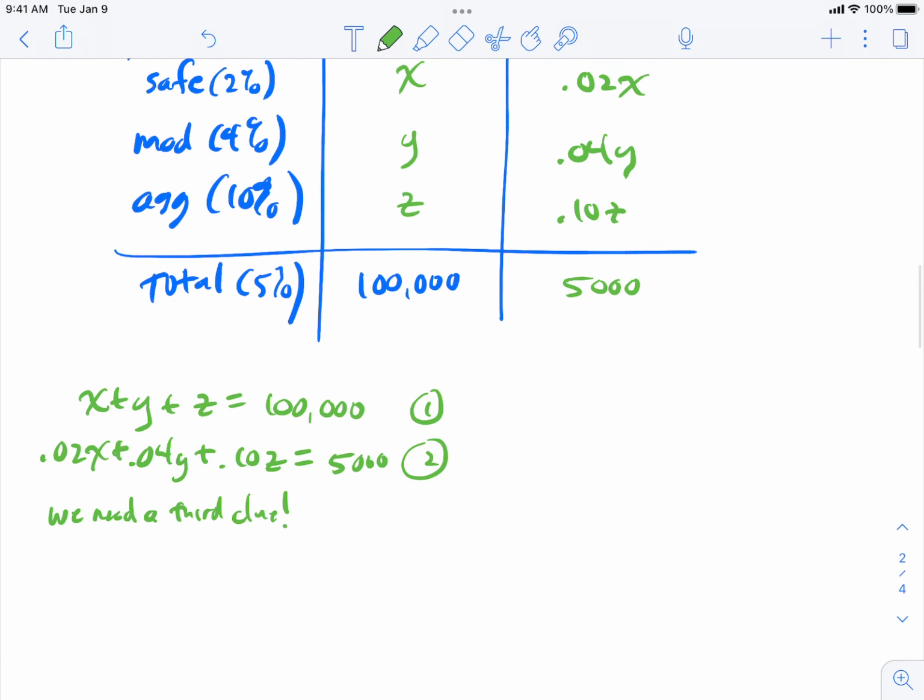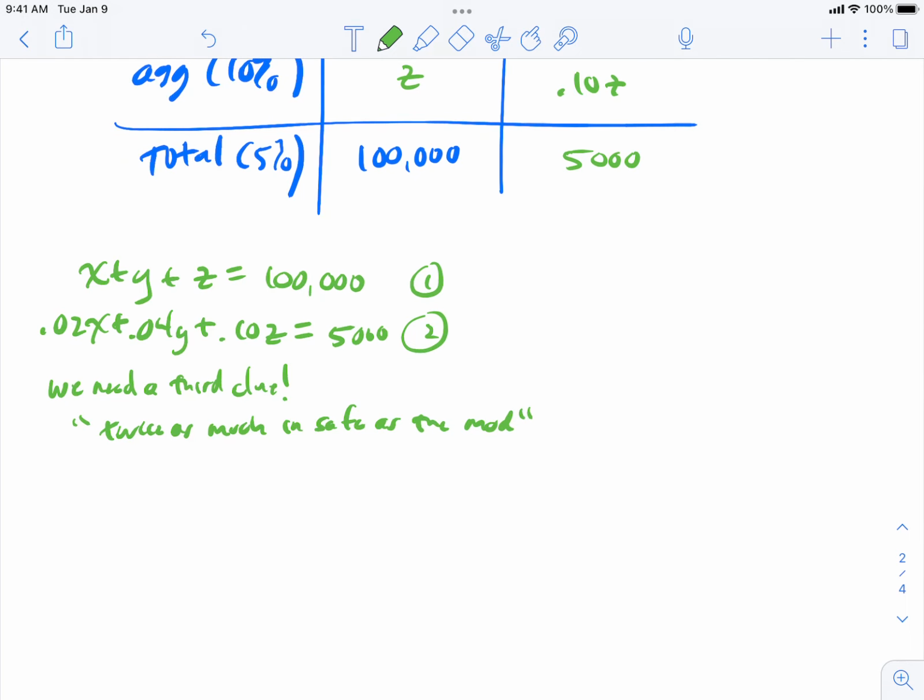So come down here. What does this mean? Twice as much in the safe as the moderate. Stop and write an equation. Now again, be careful on this step, because if you're going too fast, it's just a 50-50. Twice as much in safe as moderate. Does this mean that the moderate is 2 times the safe? Or does this mean the safe is 2 times the moderate? Those are the only two things I'll see people write. They'll write one or the other. But which one is right?